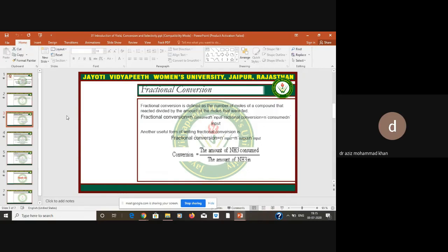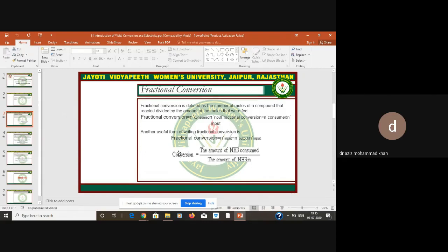Another useful form of writing fractional conversion is: fractional conversion is equal to input, meaning the amount we added, minus output, meaning the amount that was left after the reaction, and then we divide this value by the input amount, that is the initial amount. So it will show the percentage of the conversion.